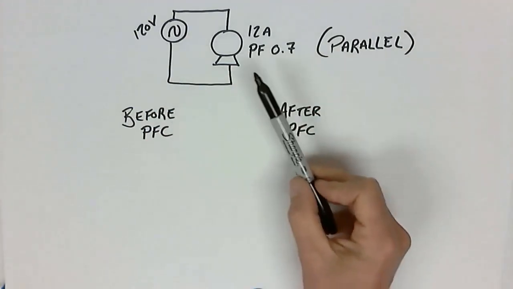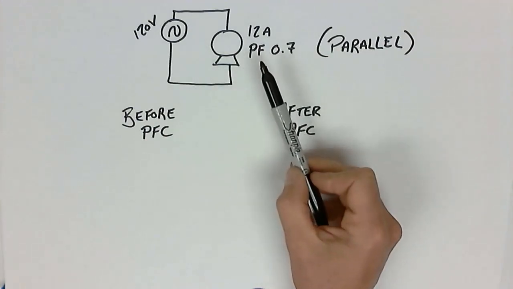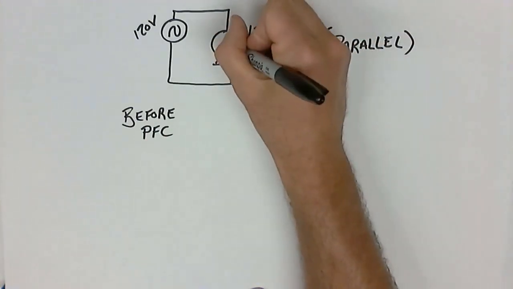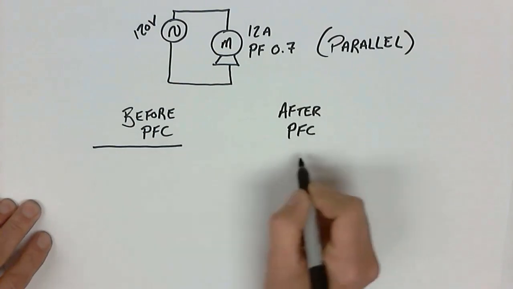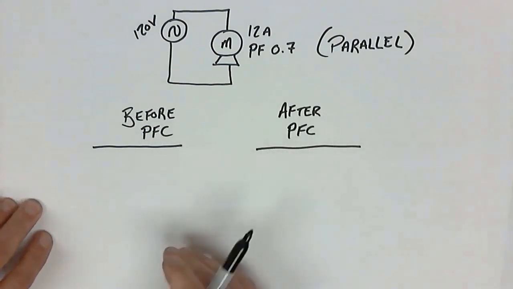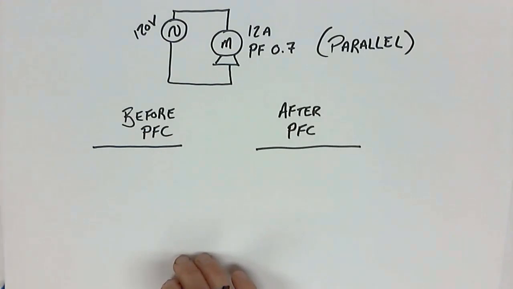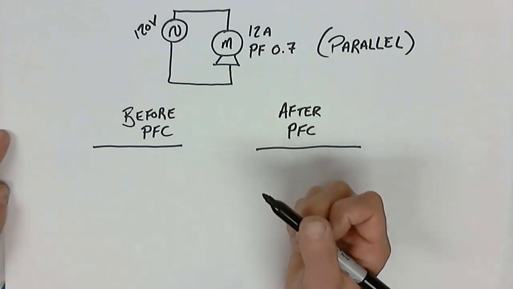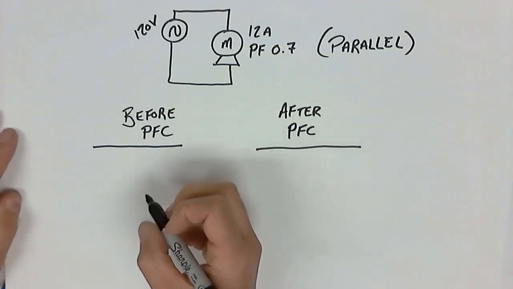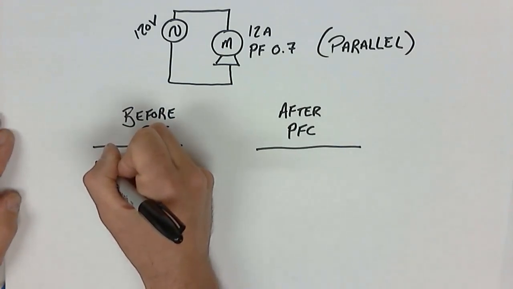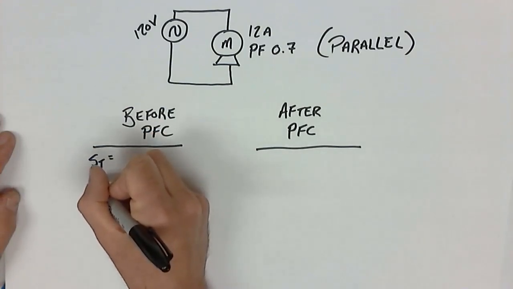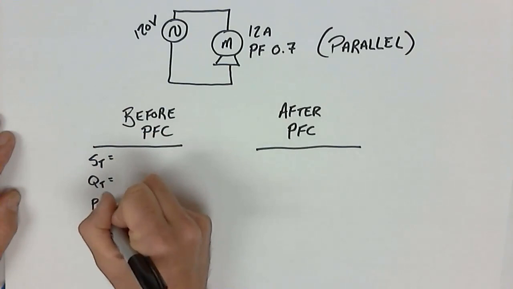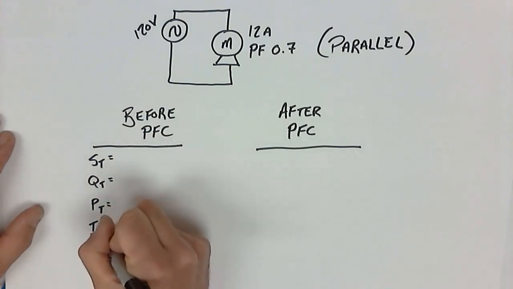So this particular circuit here: 120 volts AC, 12 amp motor, power factor of 0.7. So the first thing we want to do is break down all of the particulars of this circuit before we do any sort of power factor correcting. Let's look at the values of current and power and watts and VARs. So I'm going to list out the totals for this particular circuit here: S total, Q total, P total, and I total.